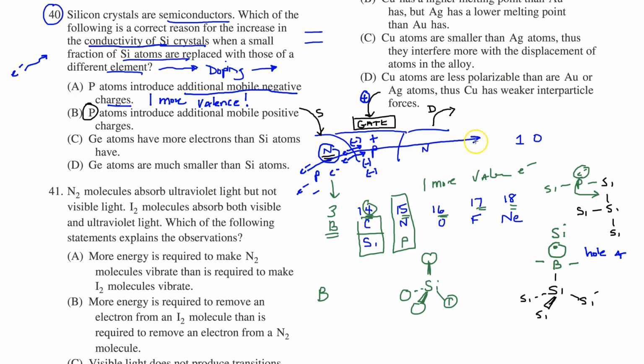This would be NPN type of transistor. So P atoms introduce an additional mobile negative charge. So that's why A is the best answer. P atoms introduce additional mobile positive charges. Now, that's what boron would do.